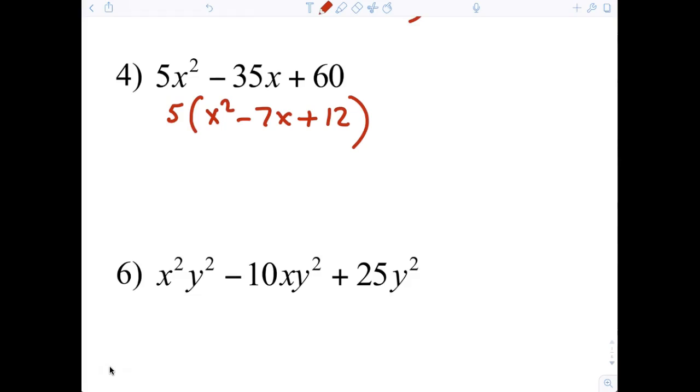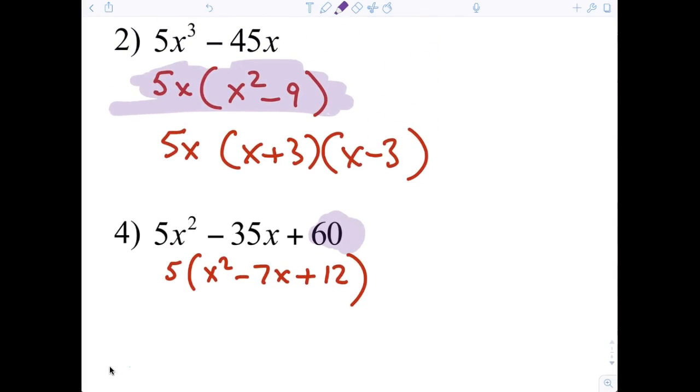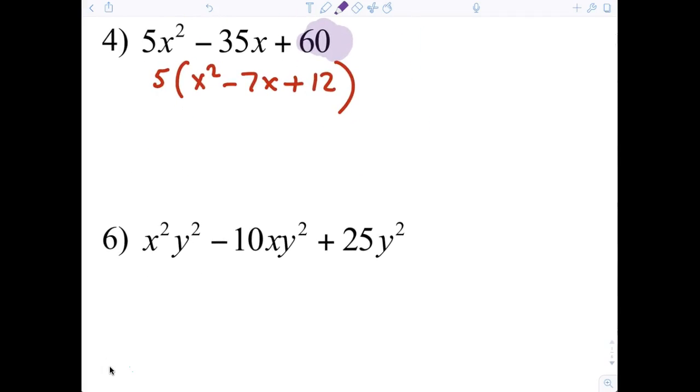Now, the reason why, listen to me. Look. The reason why there's no x is because there's no x there. You with me? Look at the difference in number 2. There was an x in both spots. Okay. Right? Now, we can factor x squared minus 7x plus 12. What do we got? X minus 4. Thank you. Very good.